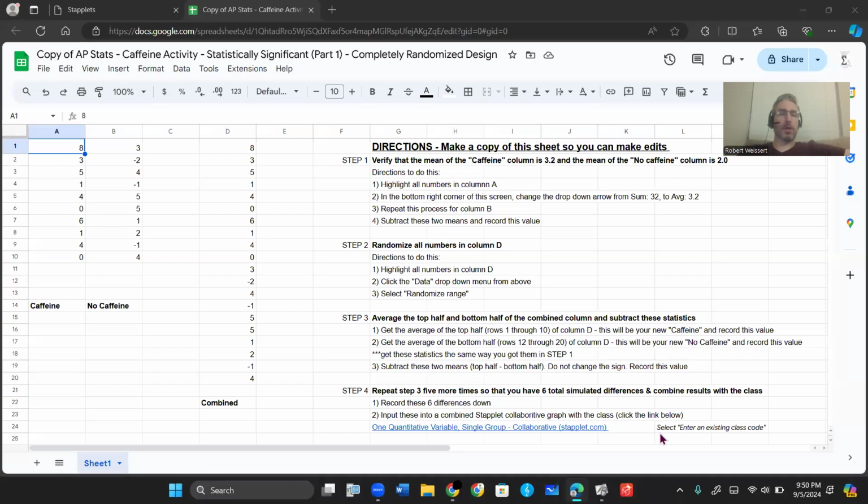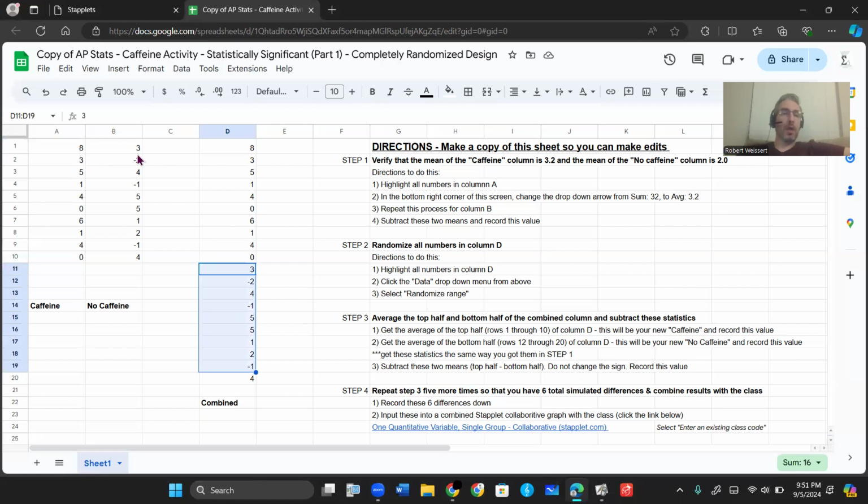So you'll make a copy of this spreadsheet, and the spreadsheet has the data here for caffeine and non-caffeine, and then all of them stacked together. You'll see these top 10 are column A, and these bottom 10 are column B. What we're going to do is completely randomize it all, and just assume that no change is going to happen with drinking caffeine versus non-caffeinated soda. So we're going to assume there is no difference, and we'll do some simulations based off that information.